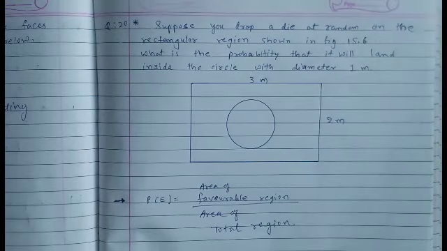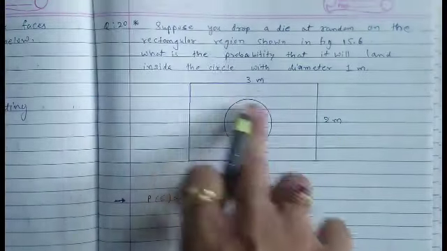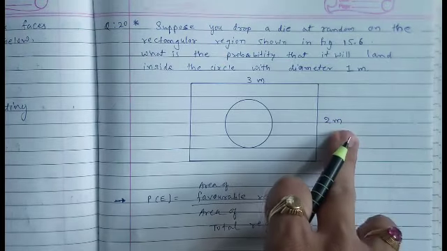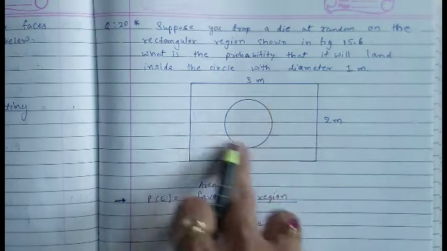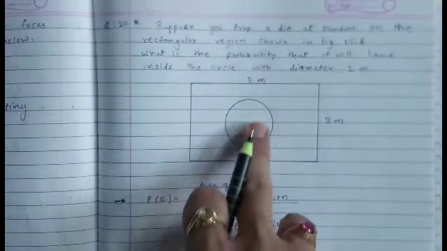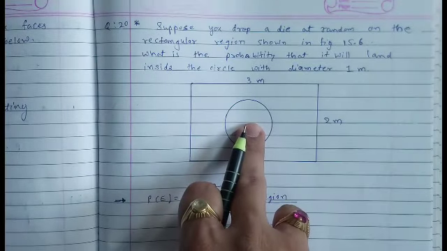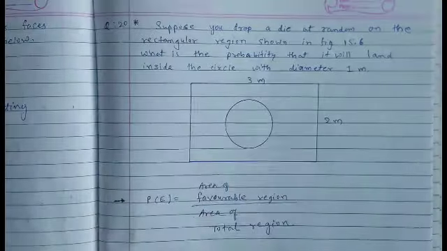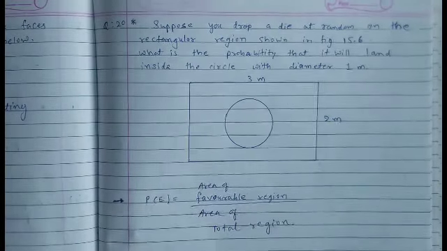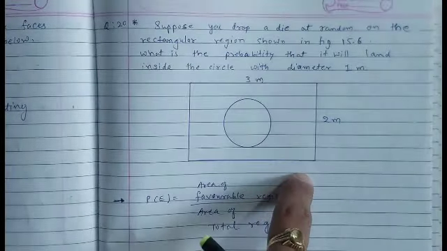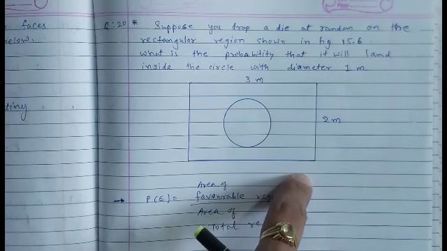As shown in the diagram, there is a rectangle with length 3 meters and breadth 2 meters. There is a circle drawn inside of it. The diameter of this circle is 1 meter, which means its radius is half, 1 by 2 meter. Now if a die is thrown on this region, what is the probability that the die will drop in this circular region?